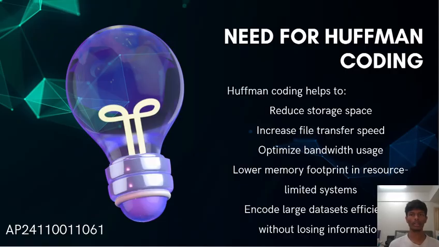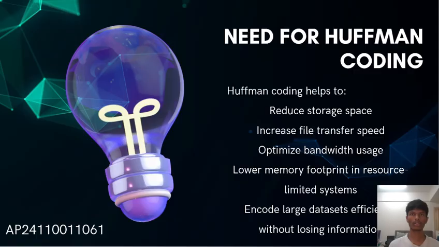Now I will talk about why Huffman coding is needed and then I'll explain its main properties. Need for Huffman coding. Huffman coding is one of the most widely used methods for lossless data compression. The main reason we use it is because it helps reduce storage space by assigning shorter codes to frequently occurring characters and longer codes to less frequent ones.